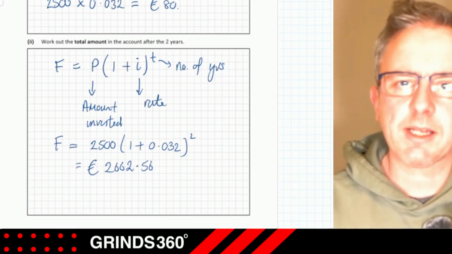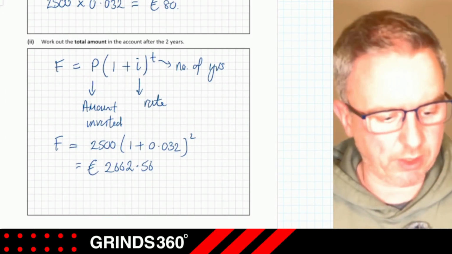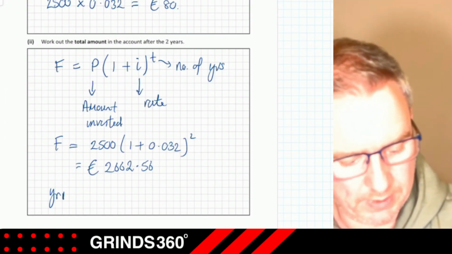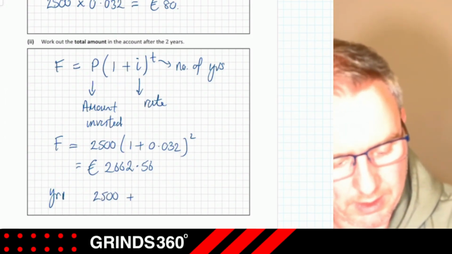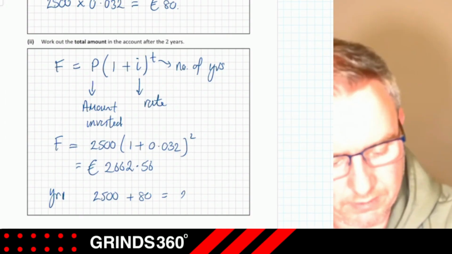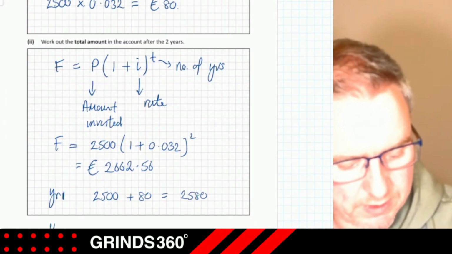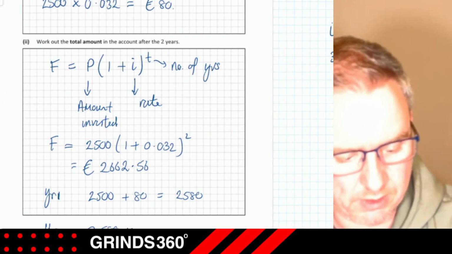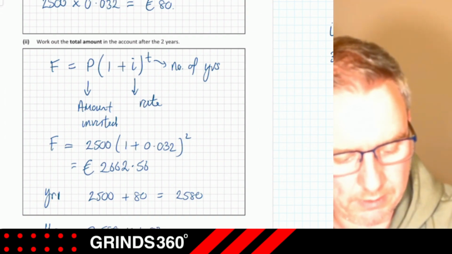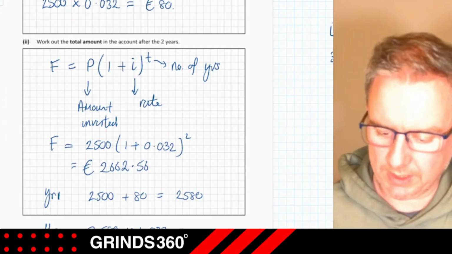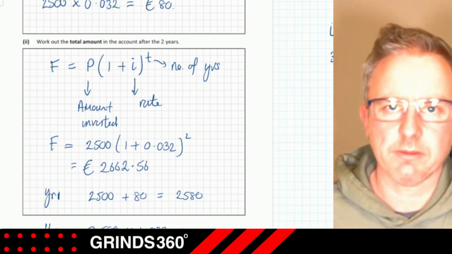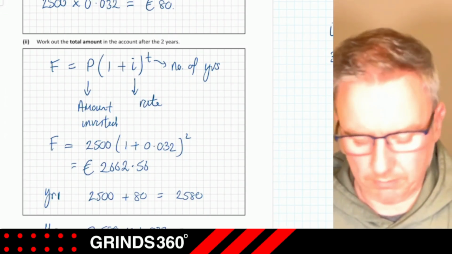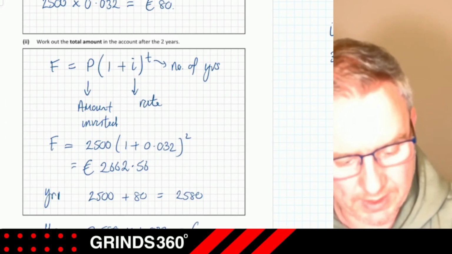Now, in class, you might be doing that where you do it on a per year basis. So you might calculate year one, okay? And add on your interest of 80. So you have 2,580. So then when it comes to year two, the amount you've invested is 2,580, and that's going to earn another 3.2%, okay? And that's absolutely fine to do it that way as well, okay? So you take your 2,580 and multiply by your 1.032, okay? So either method is absolutely fine there.